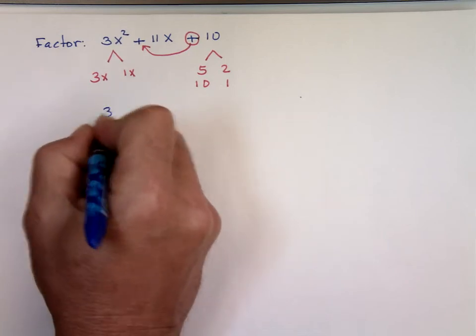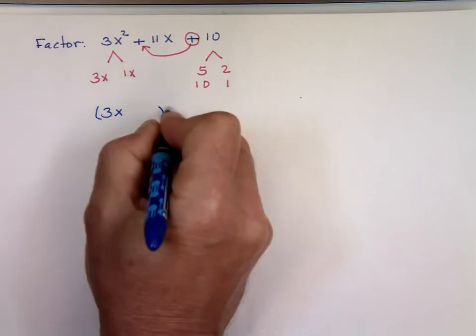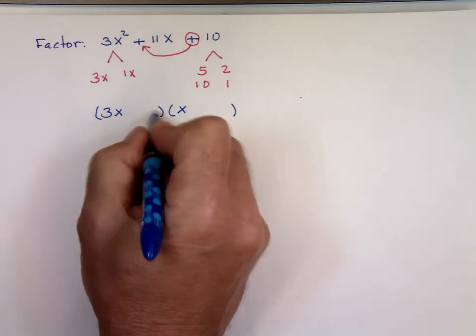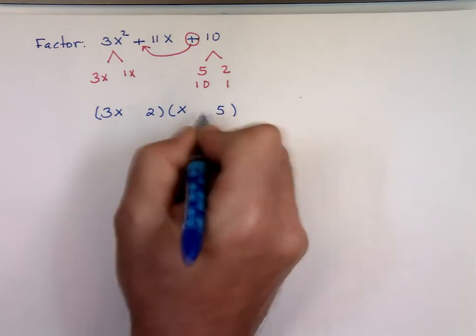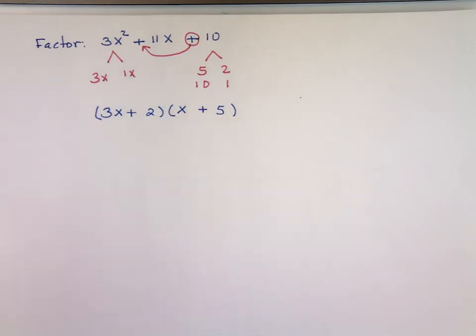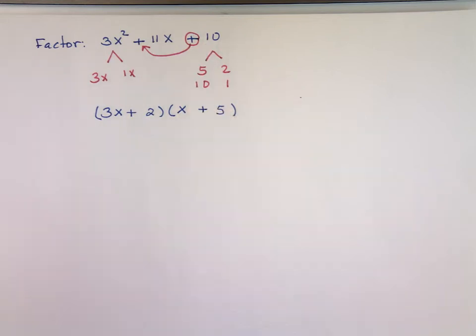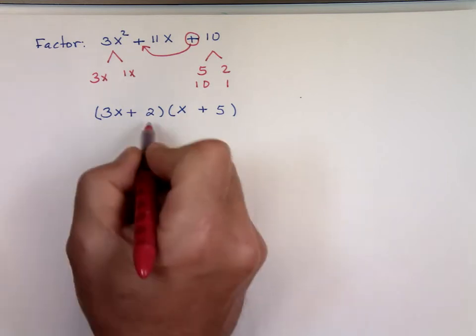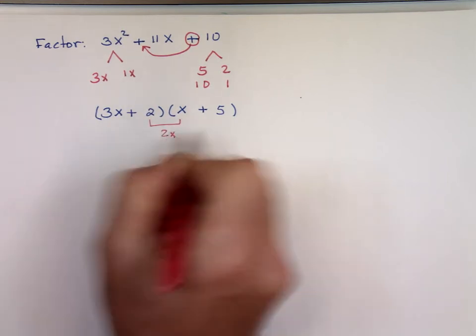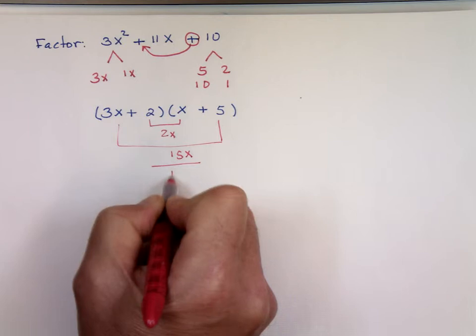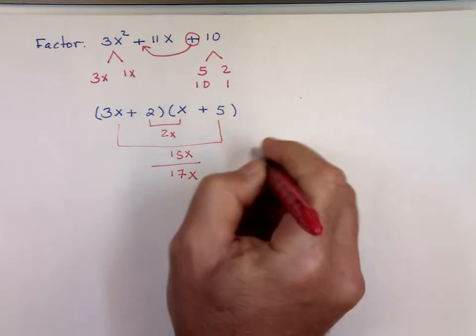Let's try the 3x and the x, and your guess is as good as mine. Let's try the 2 and the 5. Let's see if it works. Again, 3x times x is the 3x squared. 2 times 5, that's the 10, that's good too. Do we have 11x? That's a 2x. That's a 15x. When you add them, that's 17x. Not good. Wrong.